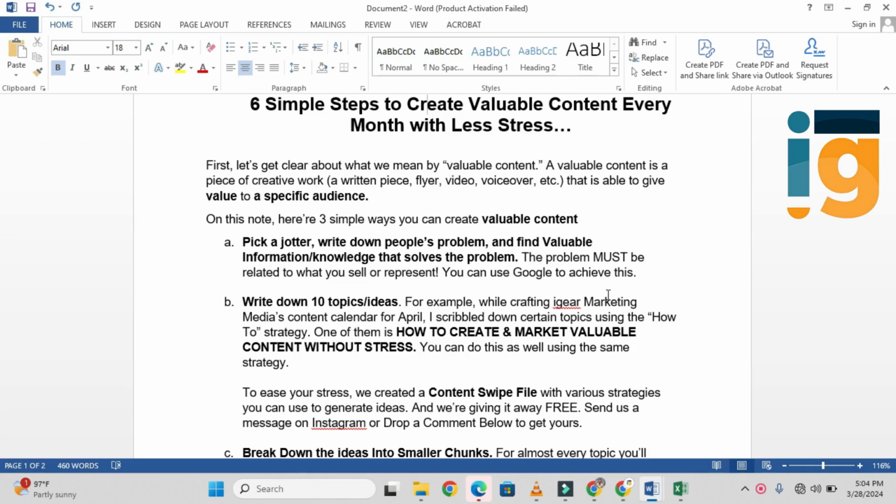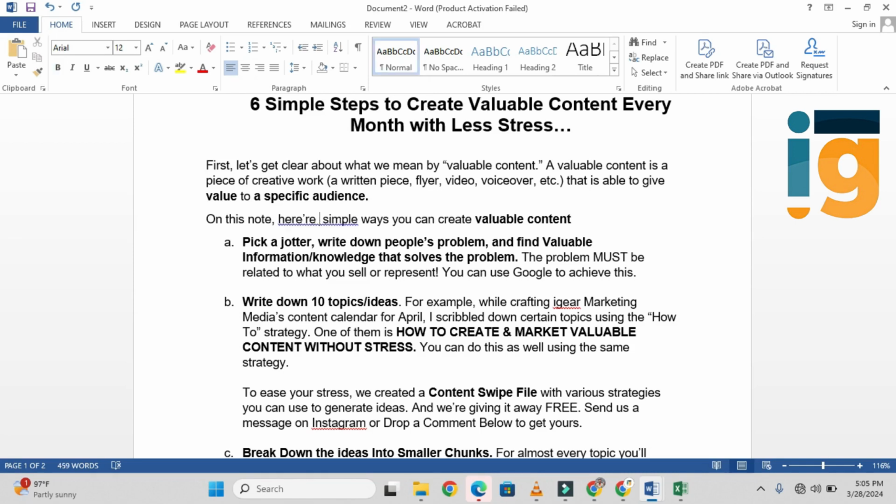Just before I move into what we are going to really talk about, let us get clear about what we mean by valuable content. A valuable content is a piece of creative work. It can be a flyer, a video, or a voiceover that is able to give value to a specific audience. Now, value is the underlined word. If you are creating a content, according to our definition here, it must be valuable. It must be able to solve your audience problem, or else you don't have a complete content. You have the con without the tent.